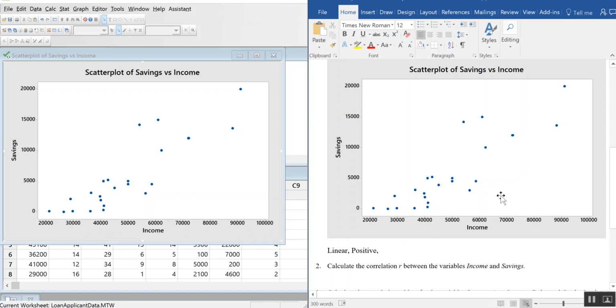Alrighty. The next thing I want to describe, so I've got my F, I've got my D, I've got my form, I've got my direction. I want to look at outliers next. So some of you are going to say this point looks like it's an outlier. When you describe outliers, they have to be something that's off form.